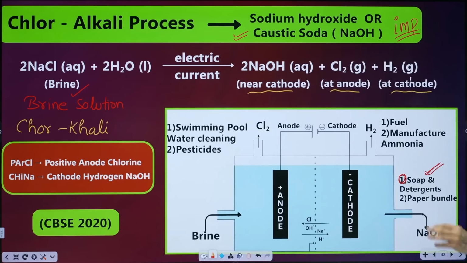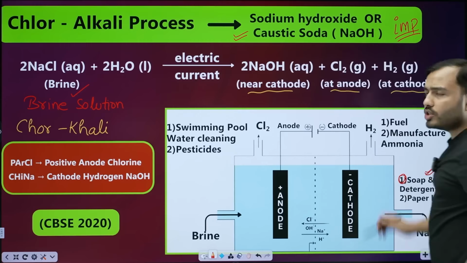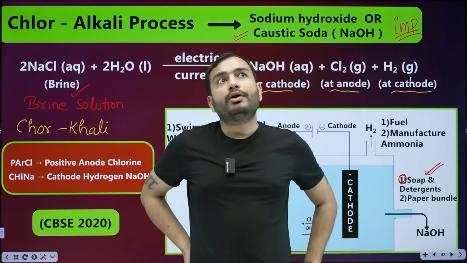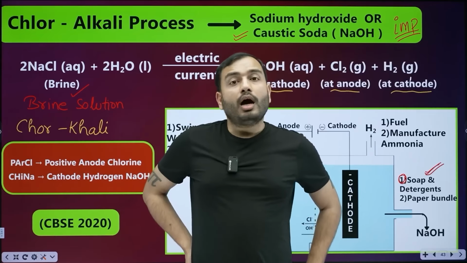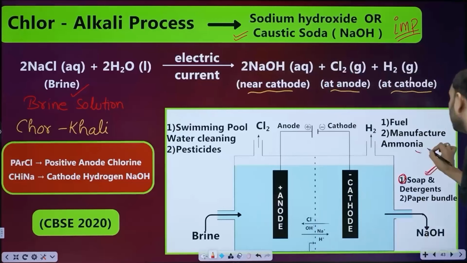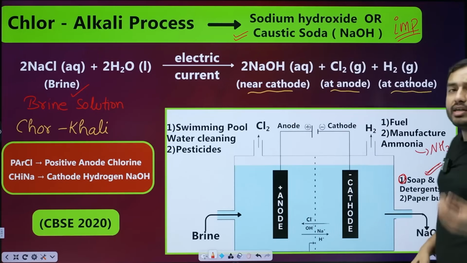Second is use in paper factories. What is the use of hydrogen? Hydrogen is a fuel. Hydrogen is very efficient. Hydrogen is used to make ammonia. Hydrogen is used to make fertilizers. Ammonia we have read: ammonia gas, NH3. See, it has hydrogen in it. Hydrogen is used in making fertilizers.